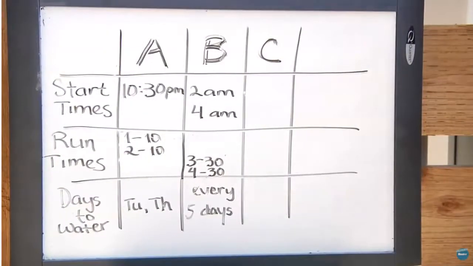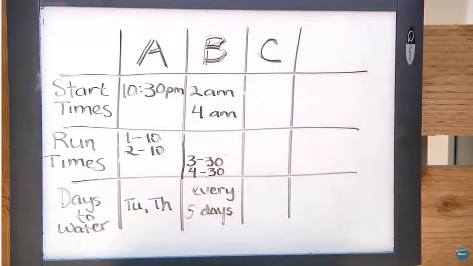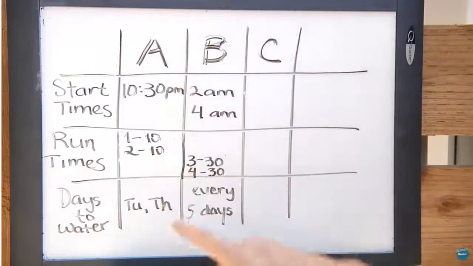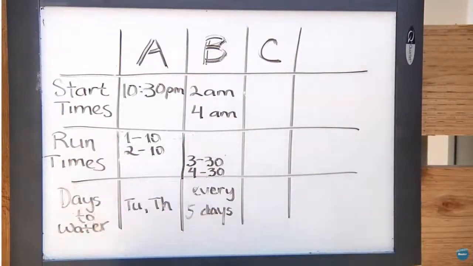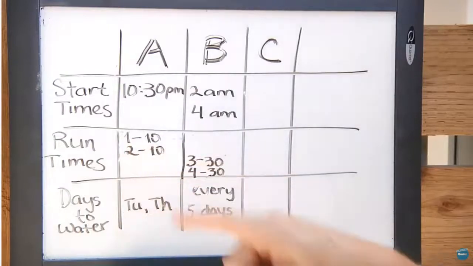So to explain further the use of the different programs A, B, and C, we've made a little chart here. It's kind of like a tic-tac-toe board. And we have columns A, B, and C. And in this example, we're not putting anything in program C. But you'll notice that each of the programs has all 3 ingredients: start time, run time, and days to water. And we're going to take our run times, which is here for our individual stations or zones, and we're splitting them up over 2 programs.